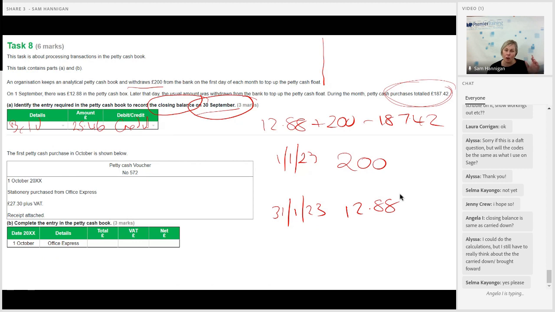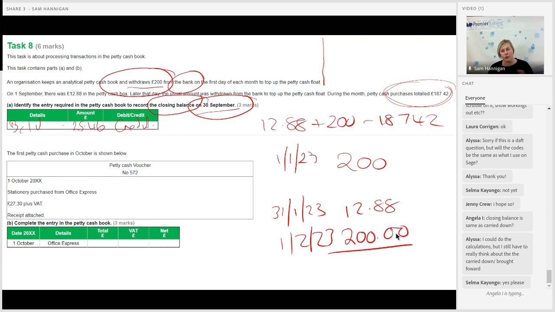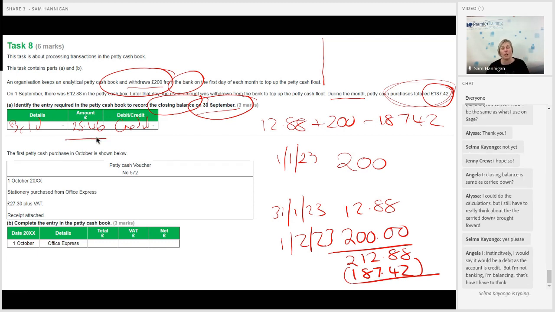And what I do is on the 1st of every month, I get £200 out of the bank. So then I've gone and got another £200 out at bank. So on 1st of February, I've got £212.88. It tells me that during the month of February, I paid out £187.42. So the difference between 212.88 and 187.42 is £25.46. So that's what I'd got left in my petty cash in February.